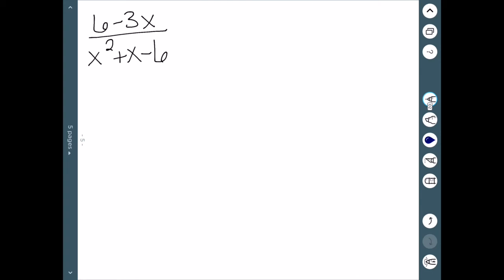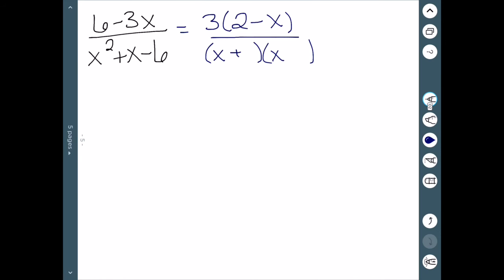One last example, 6 minus 3x over x squared plus x minus 6. If we factor the top, we can see they have a 3 in common, and that leaves us with 2 minus x. On the bottom, two numbers that multiply to be -6 and add to be 1 would be positive 3 and -2. So right now it doesn't look like we have anything in common.